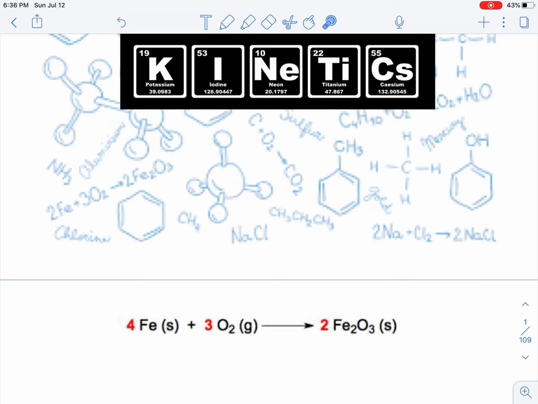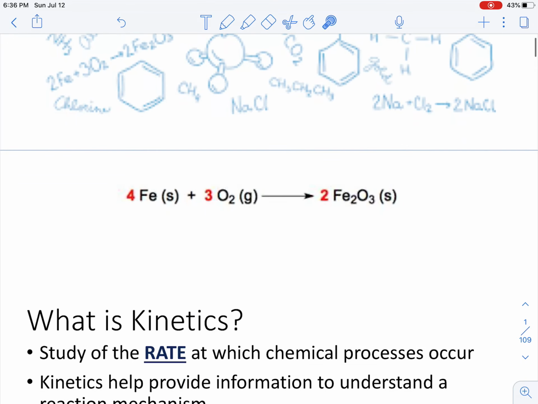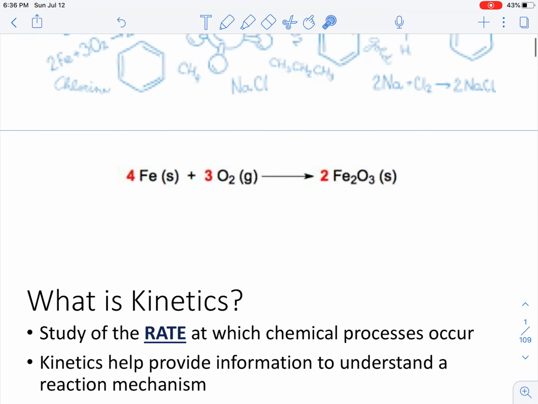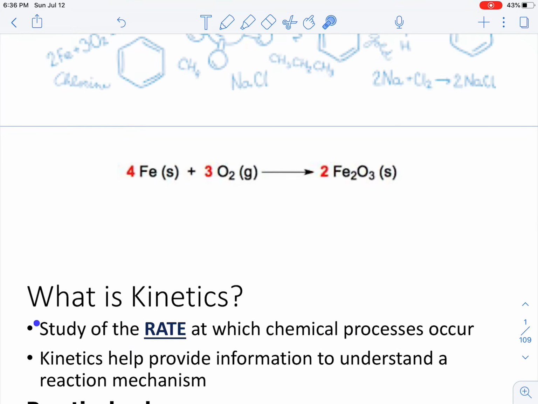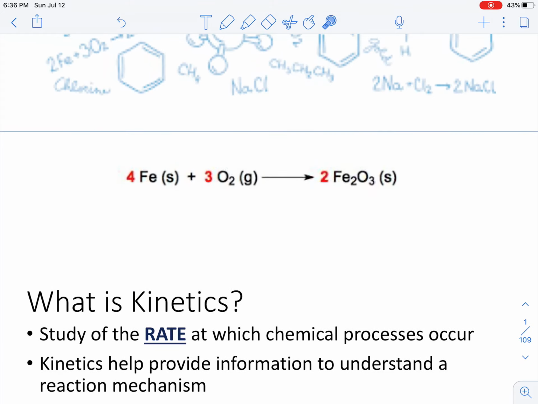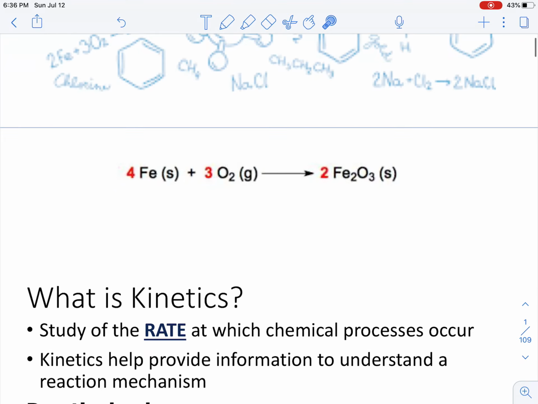So to kick things off, the first chapter that we're going to cover is kinetics. And so kinetics is the study of the rate at which chemical processes are occurring. Another way for us to better understand what kinetics is studying is how fast or how slow a chemical reaction is occurring. And by understanding the rate at which certain steps in the chemical process are occurring, kinetics can help us understand the mechanism of a chemical reaction, or reaction mechanism.